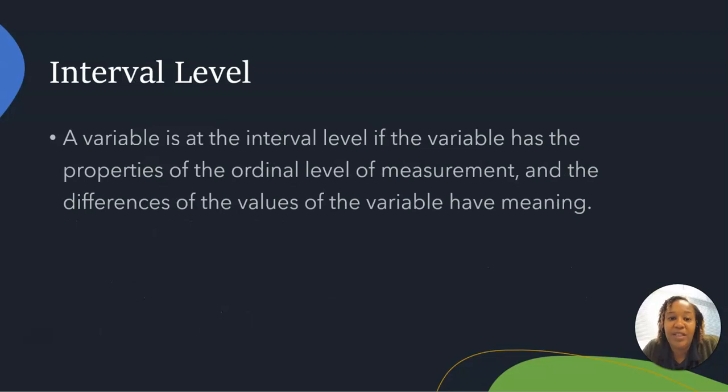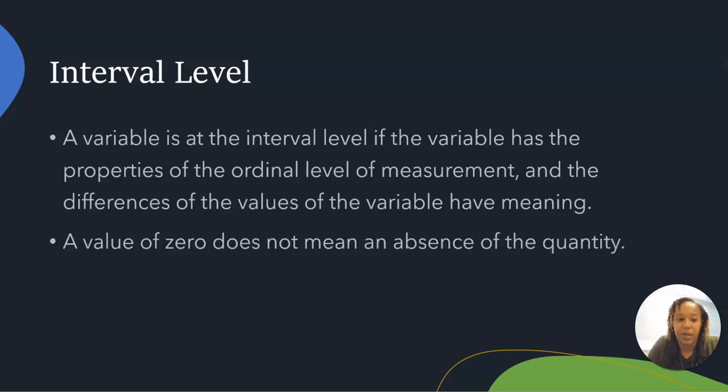Then you have interval level, and this is usually dealing with numbers. Okay, interval level data has the properties of ordinal level, so it puts it in a group and it can be ranked, but also the difference in the values, meaning you can subtract the values, actually means something. So these are numbers, it has to be numerical. If you can subtract the values and it has a meaning, then it's considered interval. And one of the key things about interval data is that a value of 0 does not mean that there's an absence of the quantity. I'm going to come back to that in a minute. But a value of 0 does not mean that there's an absence of a quantity.